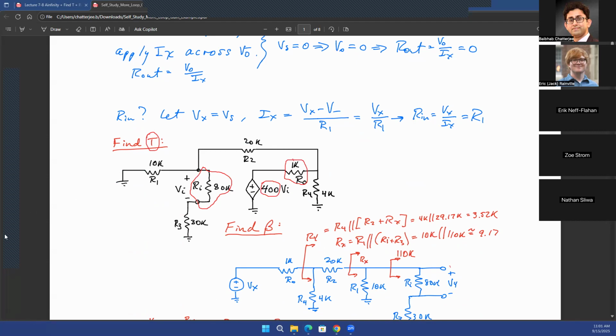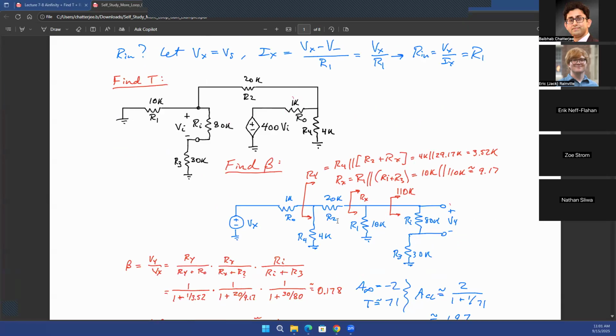Now you want to find out beta. Again, for that, start from the output node of the dependent voltage source and walk your way backward to the input side. Right? That's what you're going to do. You may also want to redraw the circuit in a different way if it seems easier for you. For example, that's the way we have done it here. So the way the circuit has been drawn here, it's the same circuit, but simplified.